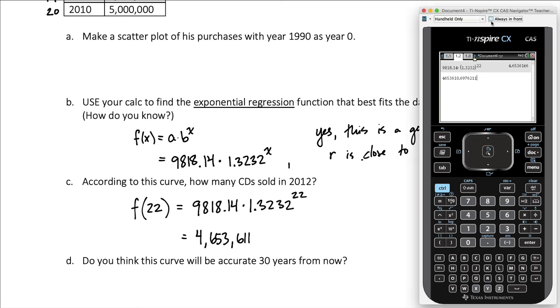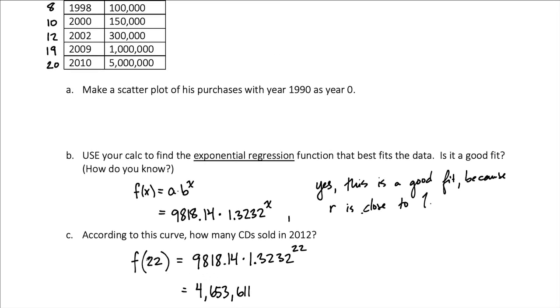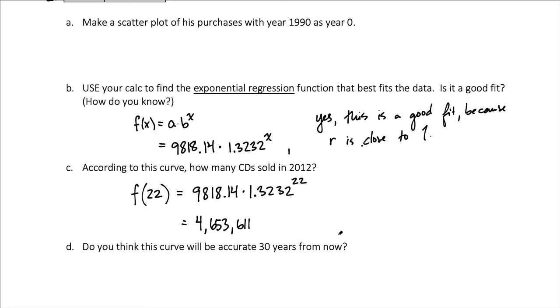Now, it's important to realize that this is saying that 2 years later it actually sold less than this 5 million, just because this model is not a perfect model. Also, we did a little bit of rounding. But we just found the best fit, the best exponential function to fit this data. It doesn't mean that this data is actually exponential. And that brings us to part D.